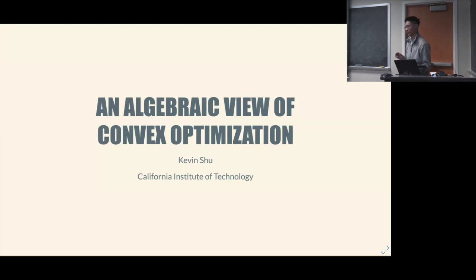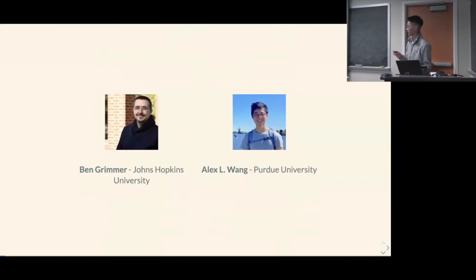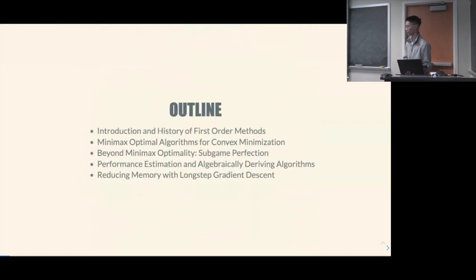So I wanted to tell you today about some algebraic tools that we have available to us in the design of optimization algorithms for smooth convex functions. Okay? So everything I say that's going to be my own work is also going to be joint with Ben Grimmer at Johns Hopkins University and Alex Wong at Purdue University.